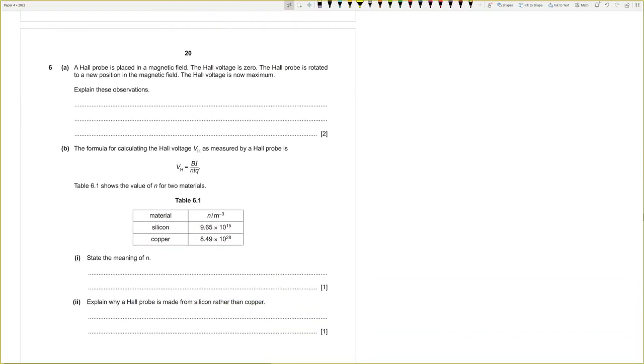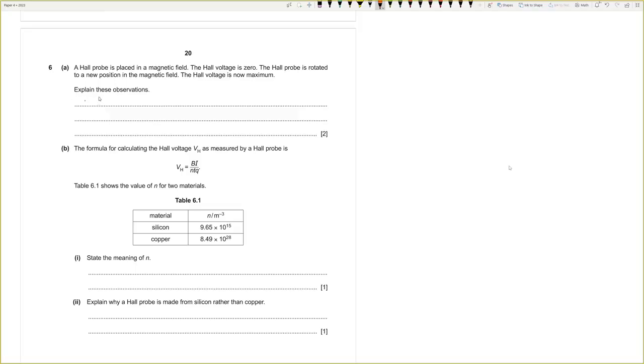A Hall probe is placed in a magnetic field. The Hall voltage is 0. The Hall probe is rotated to a new position in the magnetic field. It is now a maximum. Explain this observation. So we've moved to a position which is 90 degrees to the field. And initially we were parallel to the plate, right? So let's explain this.